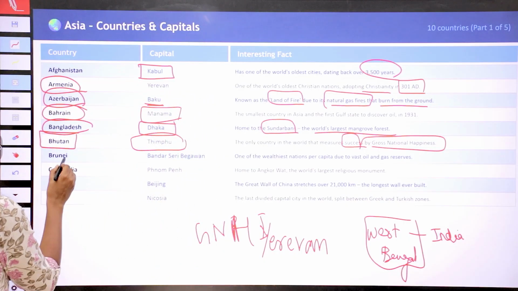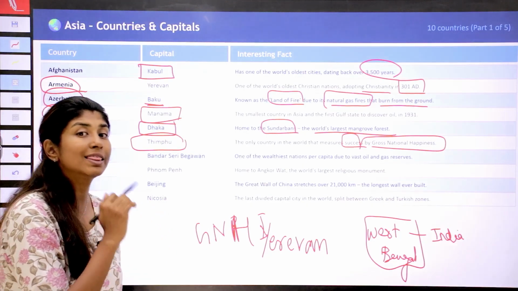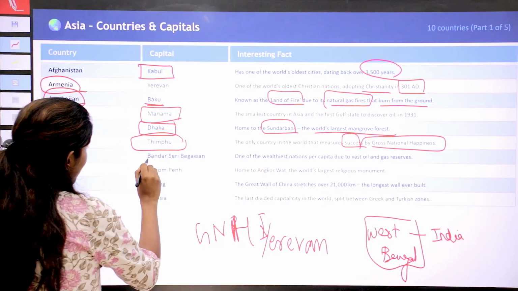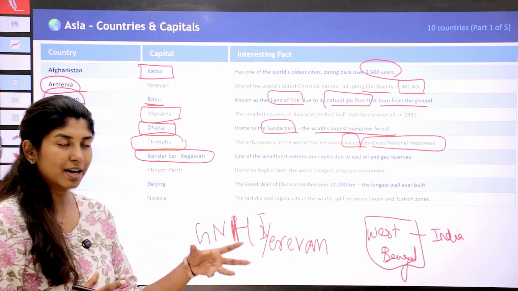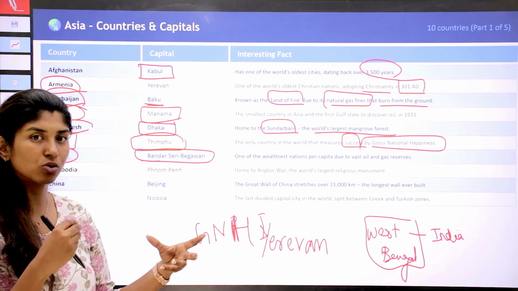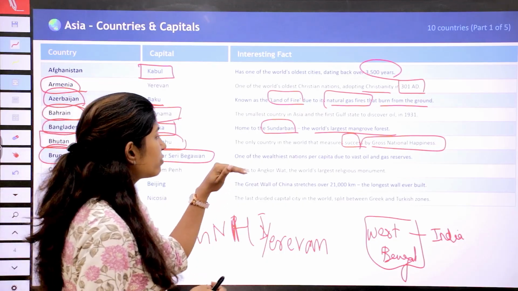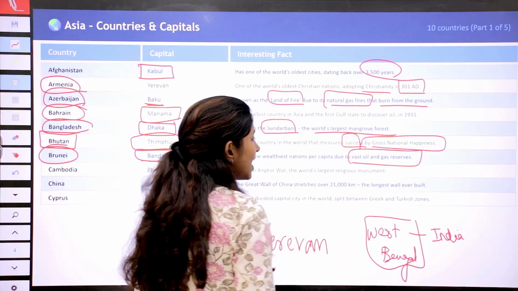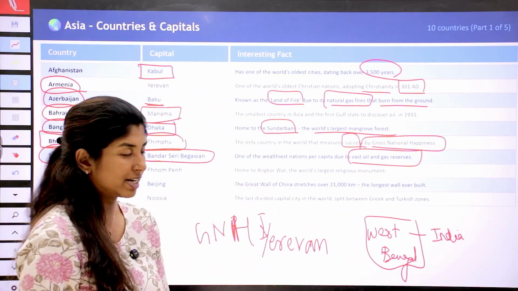Next is Brunei. This is a very small country, but at the same time, it's one of the wealthiest countries in Asia. Its capital is Bandar Seri Begawan. Now, it's not compulsory that you know all the capitals by heart, but it's good that you know the main cities and capitals, and at the same time some facts about them, so you can try to remember them on the map. It is one of the wealthiest nations per capita due to vast oil and gas reserves. They have a lot of oil and gas reserves, and that is why they are one of the wealthiest nations.